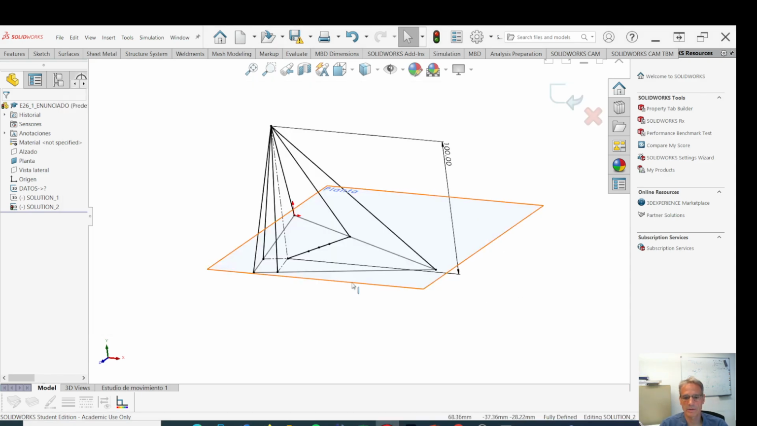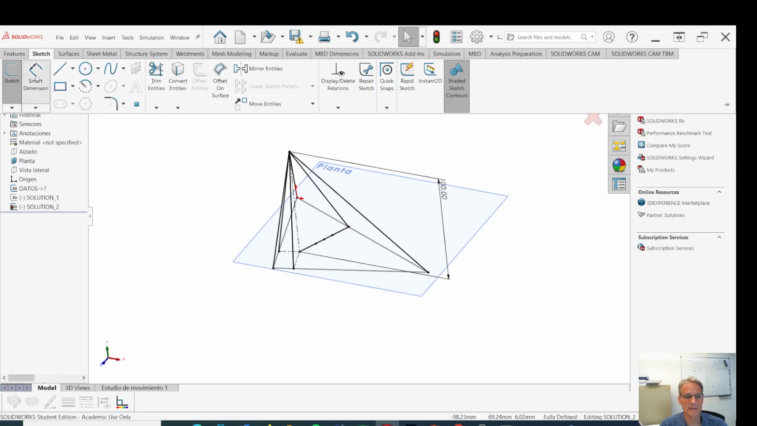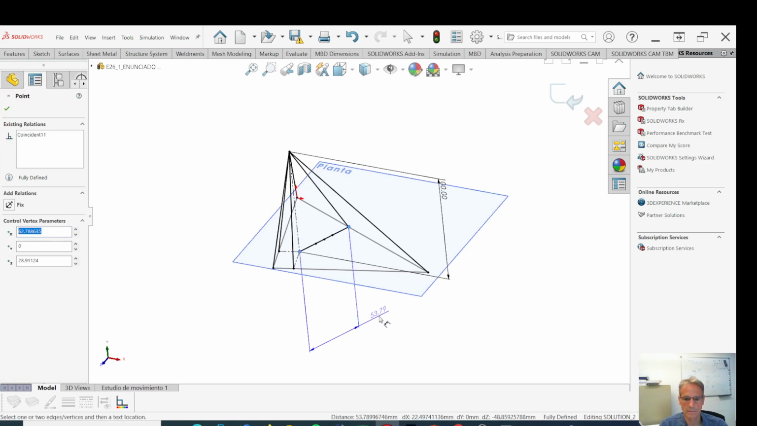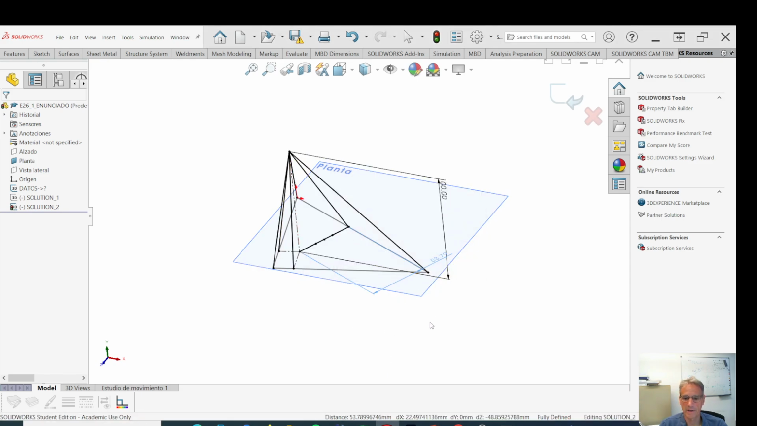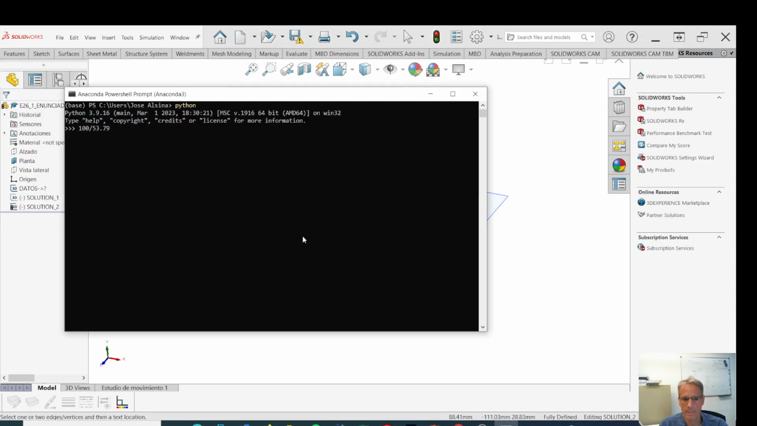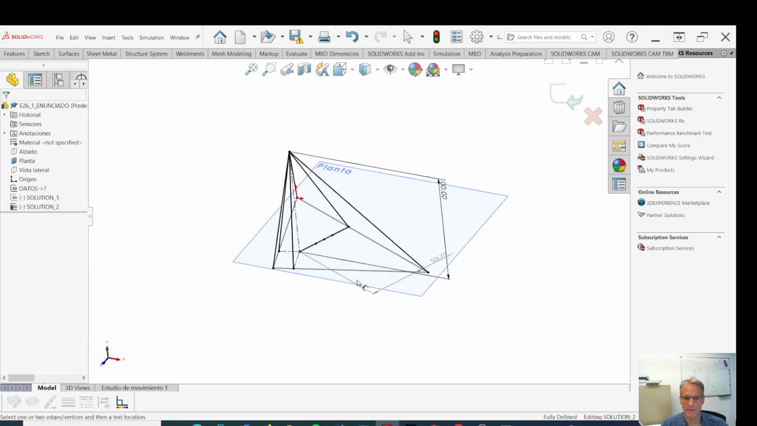So then I need the measurement of the horizontal one, from here to there, which is 53.79. Then I compute it here, which is 100, the vertical distance, over 53.79, I think. And then I have the 1. If I multiply by 100, it's 185.91, which is the same thing I got before.